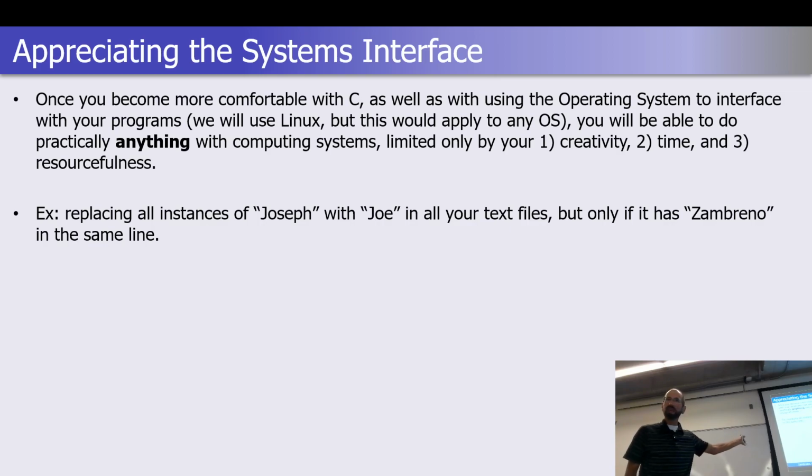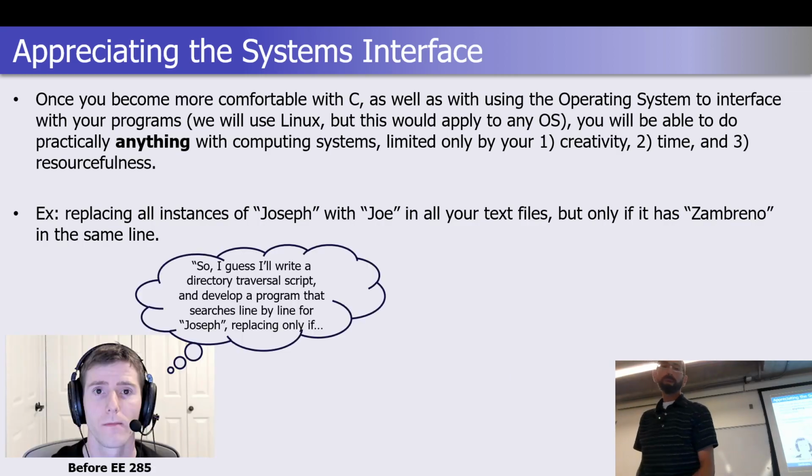Just to give a random example, say I want to replace all instances of Joseph with Joe in the text files, but only if it has Zambrino in the same line. My name is Joseph, I go by Joe, it doesn't matter, just call me Joe. Professor Zambrino, Sensei is fine, whatever you want to call me is fine. Let's say I wanted to go through all my text files of every file we've ever written and replace that. I can write a program to do that. That program is a bit beyond us right now, and that's okay.